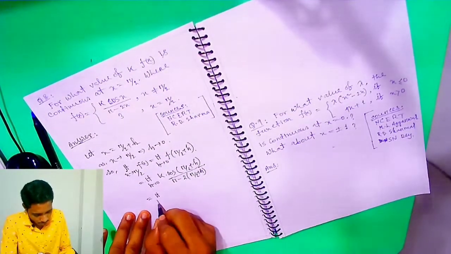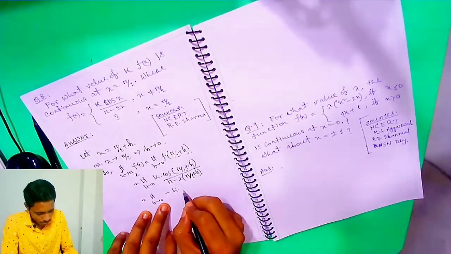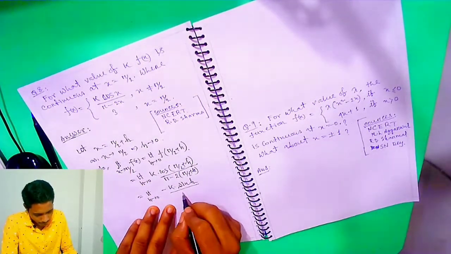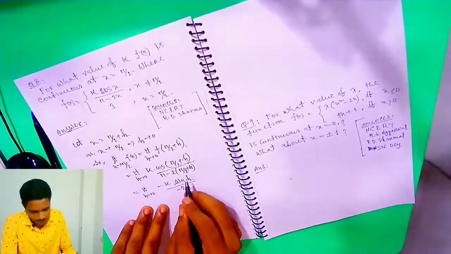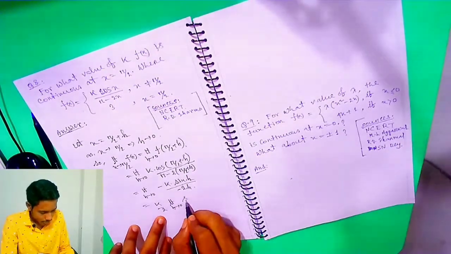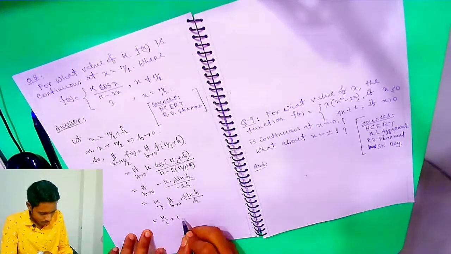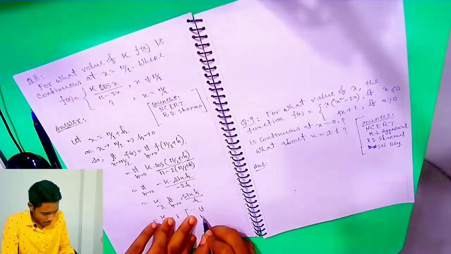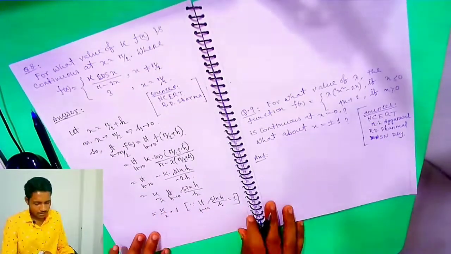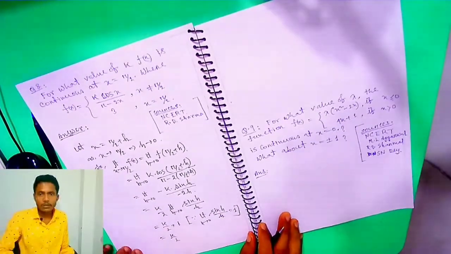This is equal to limit h tends to 0 of minus k into sine h divided by minus 2h, right? This is equal to k by 2 limit h tends to 0 sine h by h. This is equal to k by 2 multiplied by 1, since limit h tends to 0 sine h by h is equal to 1. Using this result, this is equal to k by 2, right?